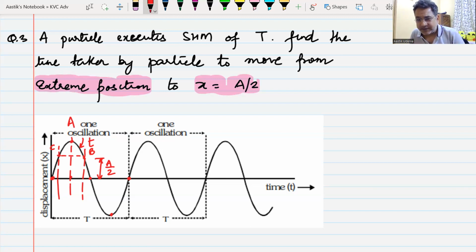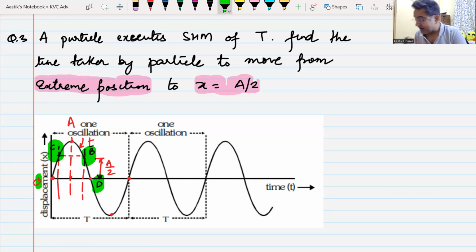So it doesn't matter which time I find out. I can find out the time from C to A. That is as good as finding out the time from A to B, because it's a symmetrical wave. Similarly, if I call this point B and this point D, the time taken to go from B to D will be the same as the time taken to go from the initial point to C. You have to understand that this is a sine wave, and a sine wave is symmetrical. Yes or no? Yes.